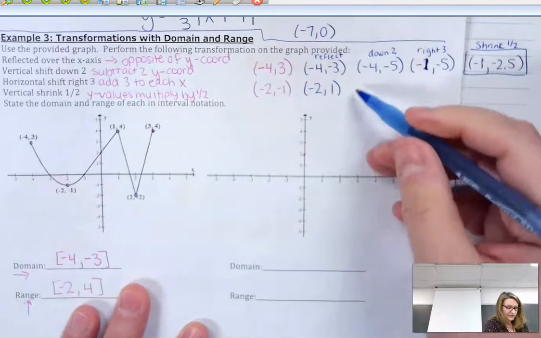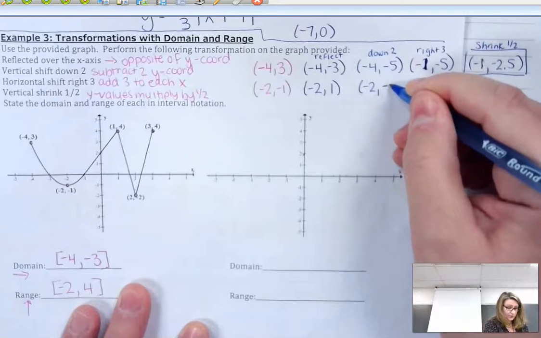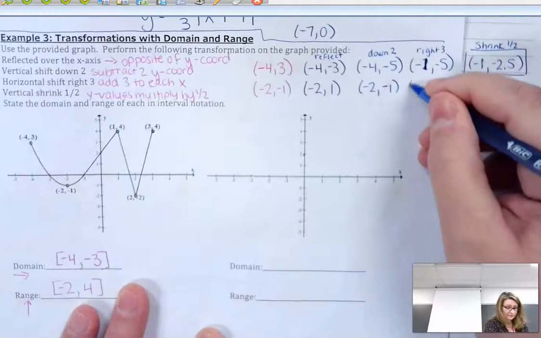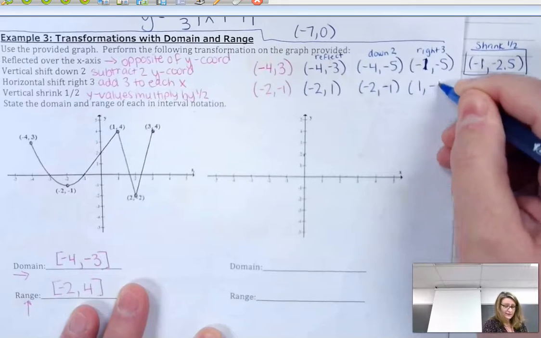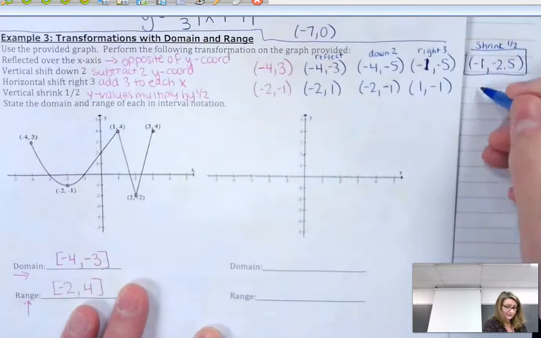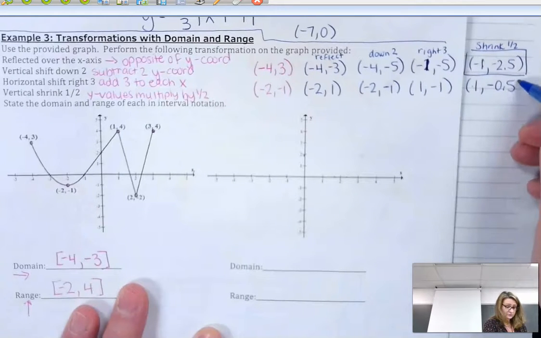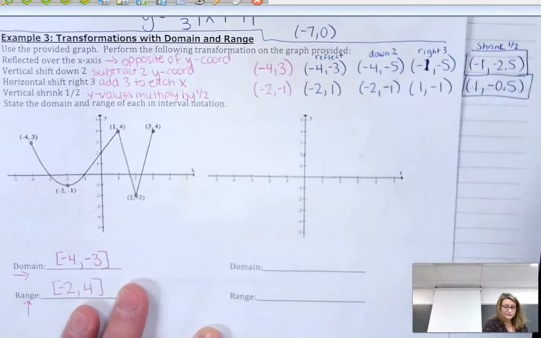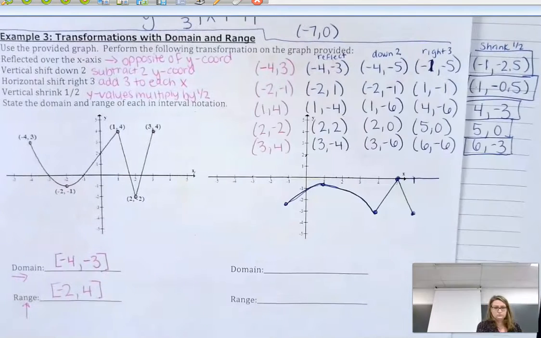So down 2, this would be at -2, -1. Right 3 would be at +1, -1. And then to get that shrink and the final point, that last transformation, this would be 1, -1/2. And then I'm just going to continue that process. So I'm going to pause the video and do that, and you guys try to do that on your own. So pause the video yourself.